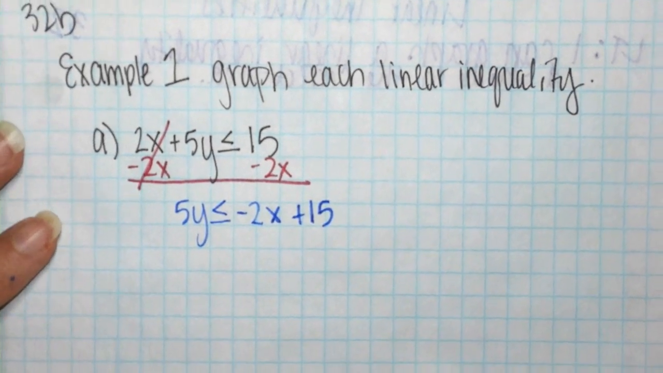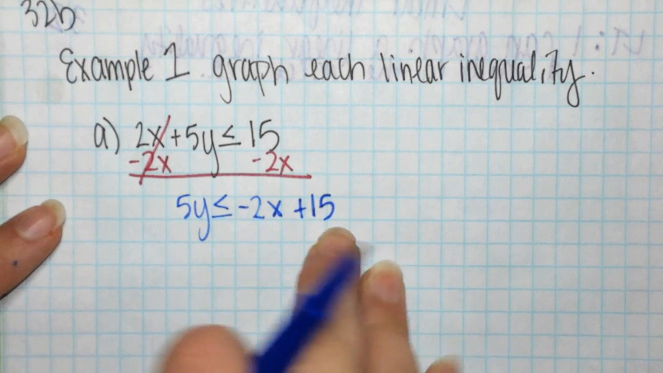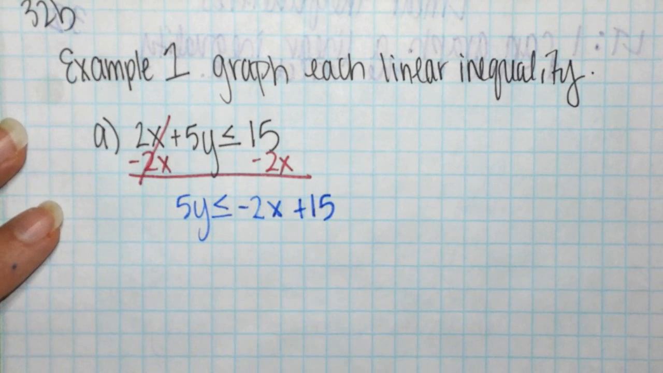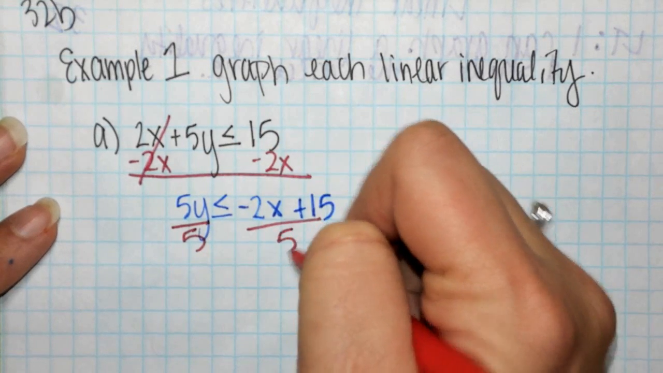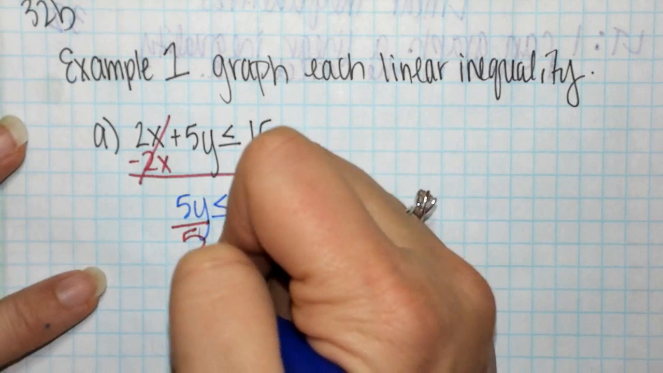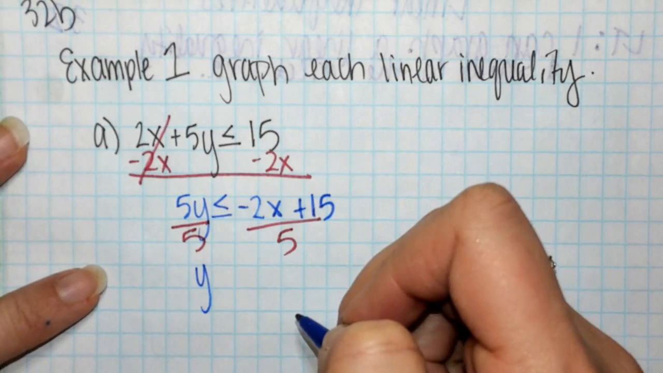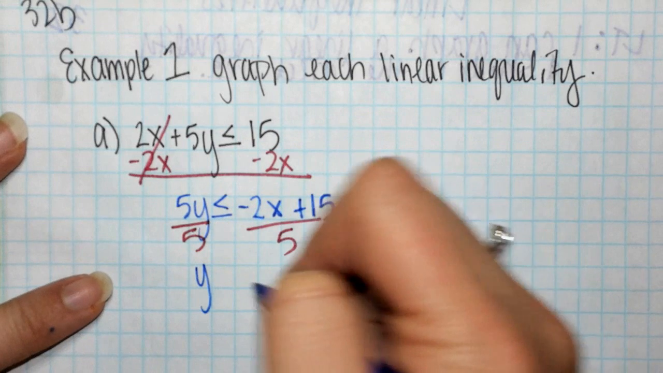Alright, so we have negative 2x plus 15. I wrote the x first because I want it in slope-intercept form. Now what do I do? Divide by 5. If you said divide by 5, give yourself a point.